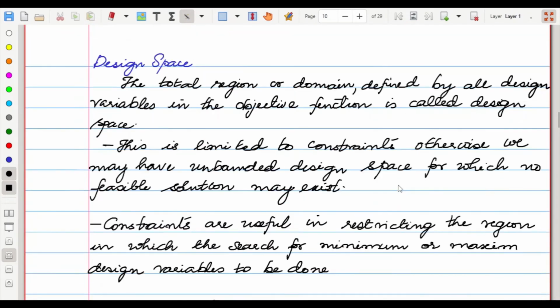Next is design space. The total region or domain defined by all design variables in the objective function is called the design space. This is limited by constraints, otherwise we may have an unbounded design space for which no feasible solution may exist. Unbounded design space means there will not be any feasible solution. Constraints are useful in restricting the region in which the search for the minimum or maximum of the decision variables is to be done.